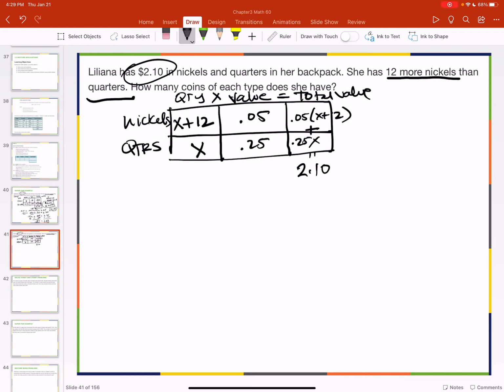Let's write that as an equation. The little chart is super helpful. We have the total value of nickels plus the total value of quarters is equal to $2.10. So let's go ahead and distribute.